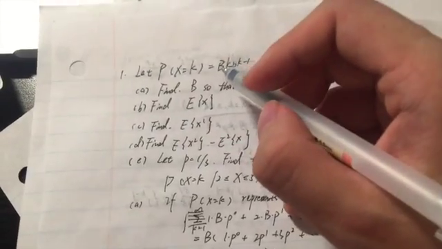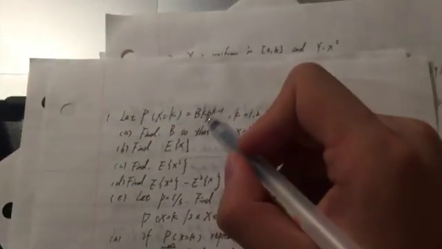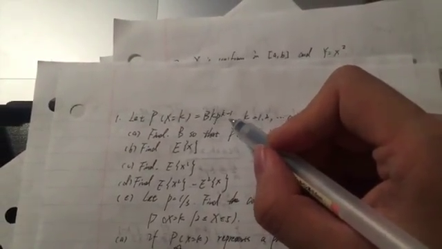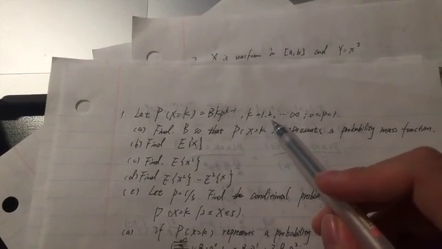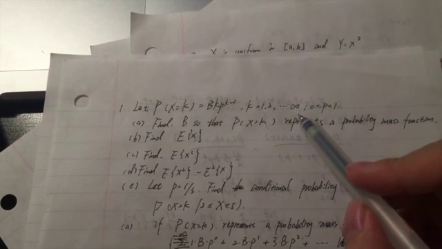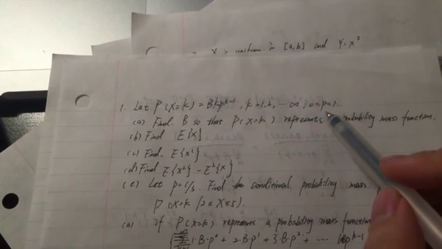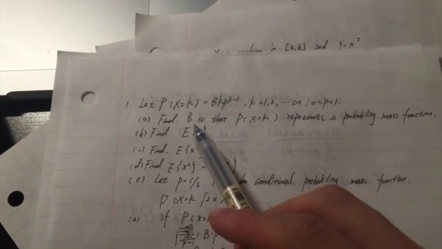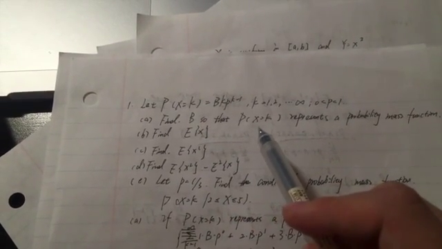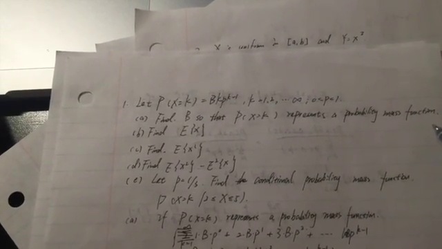The first question is that let P(X = k) = b k p^(k-1), where k runs from 1 to plus infinity and p ranges between 0 and 1. The first question is to find b so that P(X = k) represents a probability mass function.